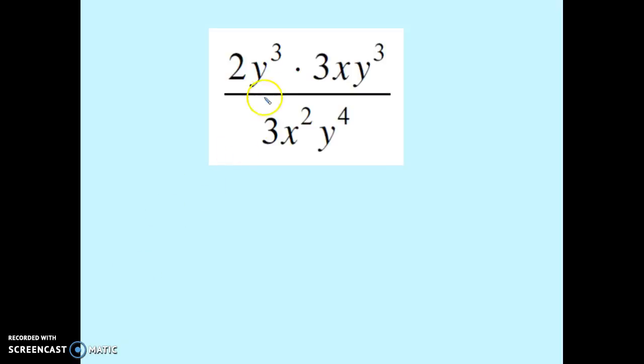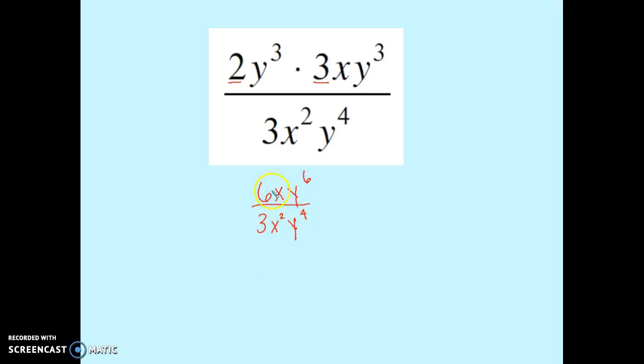Now I have 2y cubed times 3xy cubed over 3x squared y to the 4th. Again, several different options you have whenever you start this problem. I'm going to go ahead and simplify the top and then combine the top and the bottom. So I have 2 and 3. 2 times 3 is 6. I have an x by itself, so I'm just going to rewrite the x. And then I have a y cubed and a y cubed. That's going to become y to the 6th, all over 3x squared y to the 4th.